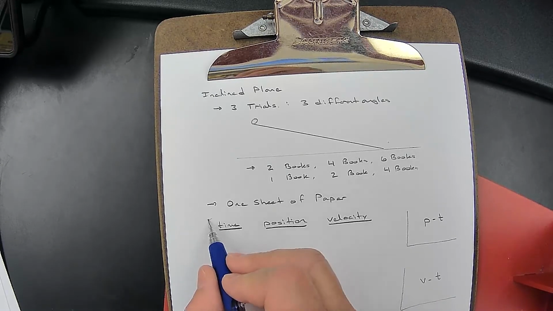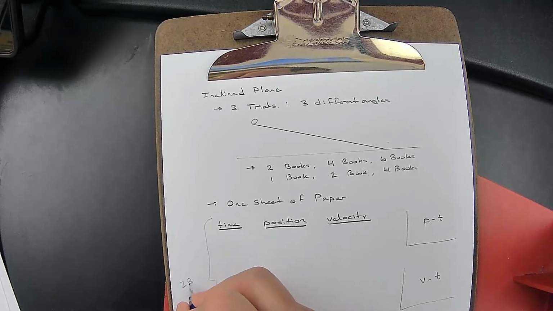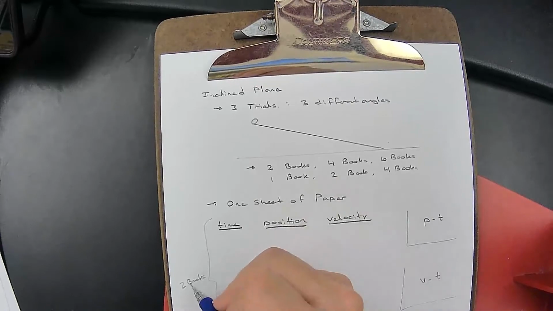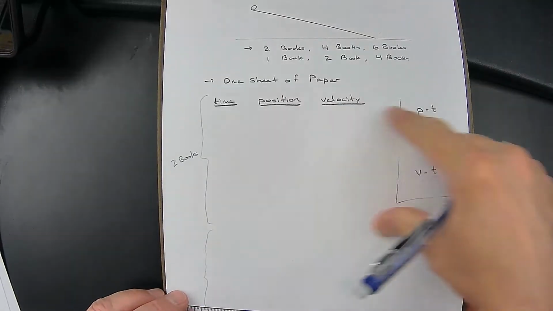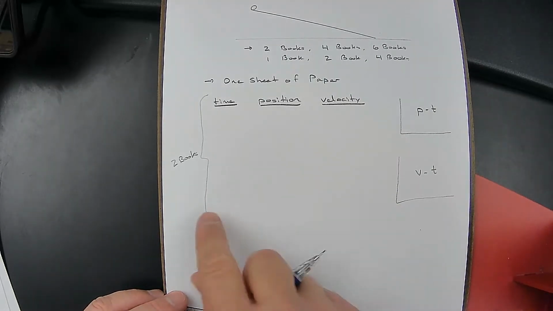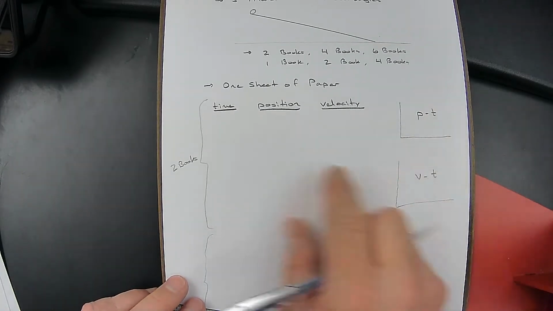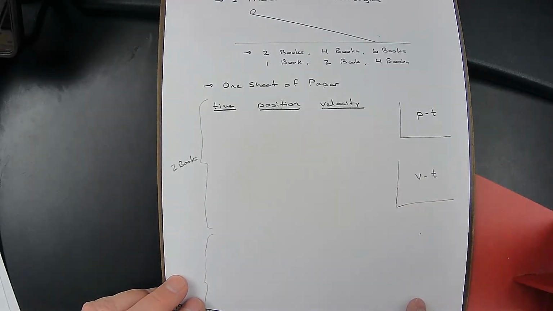Now, there will be 3 trials. One of the trials will be this data for 2 books, and another trial will be all of this for, if you started with 1 book, 1 book or 2 books. Then you would do all of this for the second trial, which will be either 4 books or 2 books, and then 6 books and 4 books.